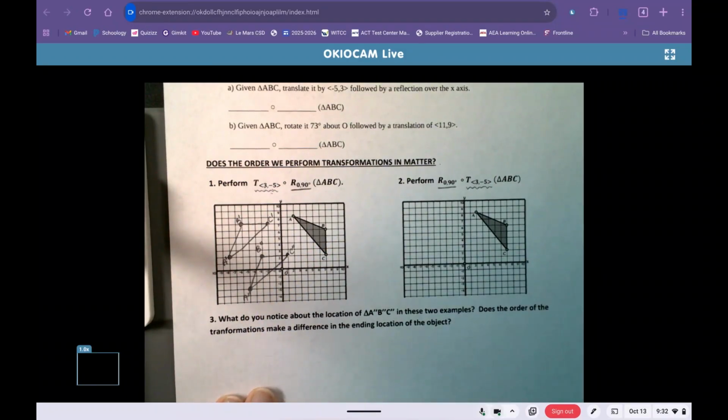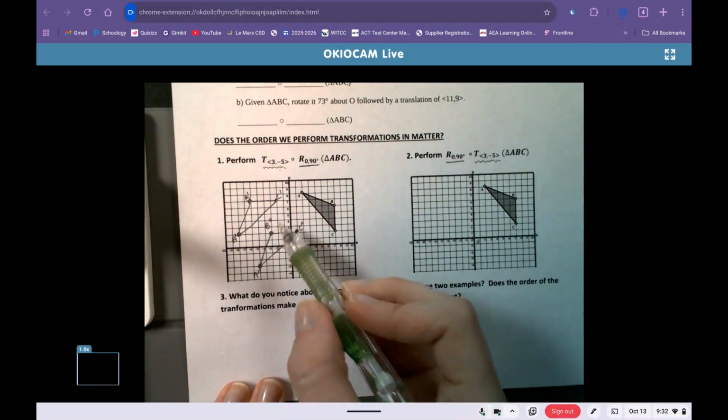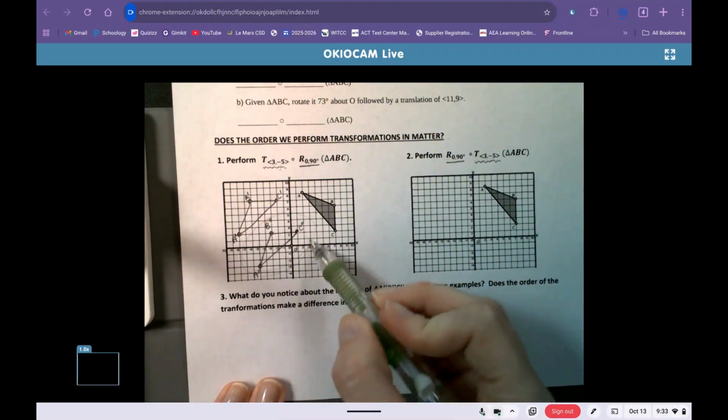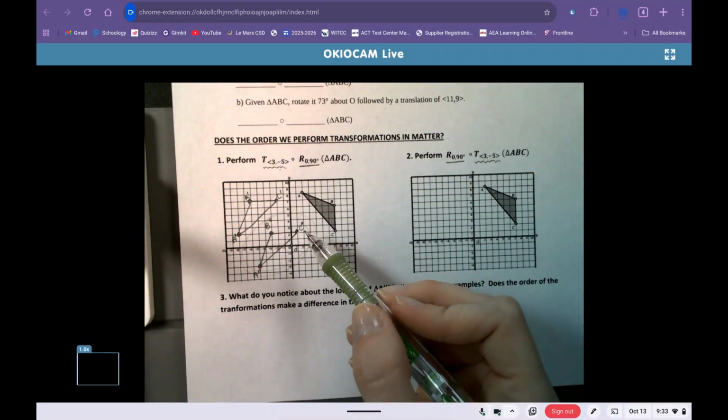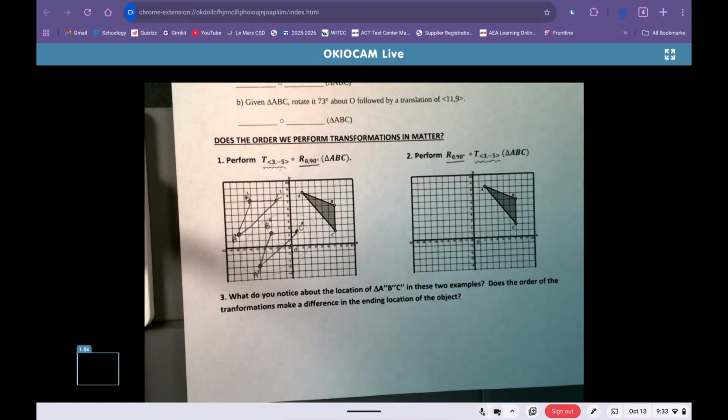Okay, make sure you label all those points, A double prime, C double prime, B double prime. You can see that's where my end result is. This would be considered the final answer because that's where it should end, since that was the second transformation that we had to do. But I do want to see both. I want to see the first transformation followed by the second one.